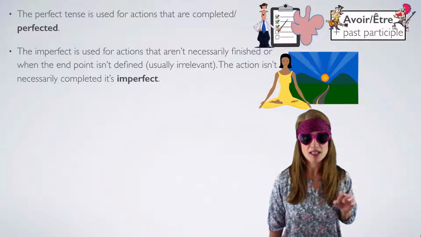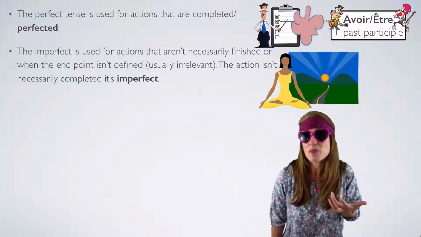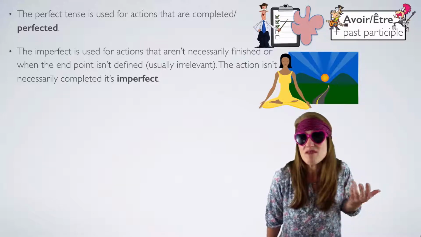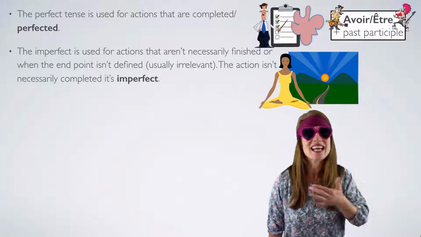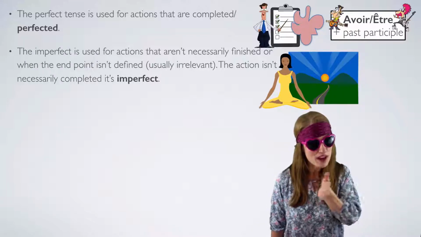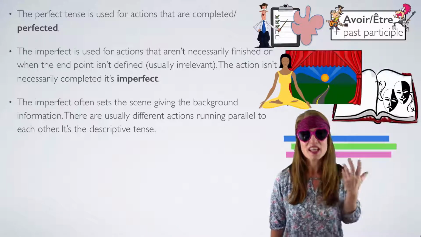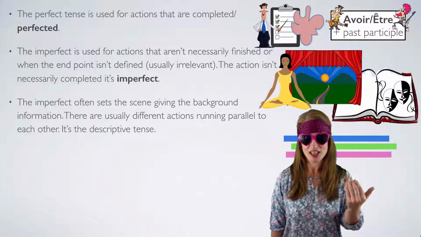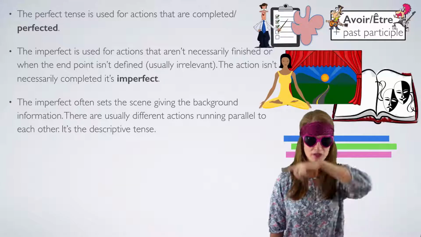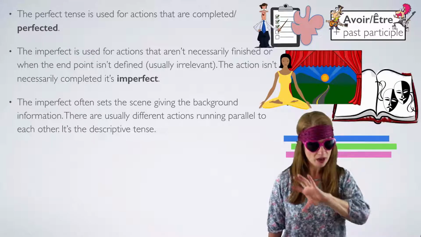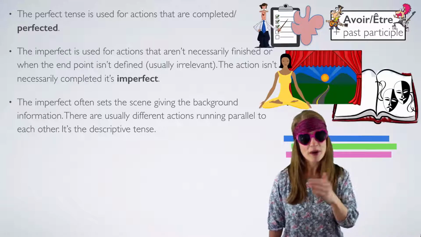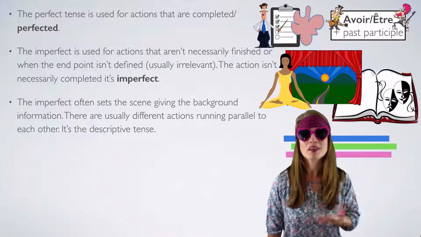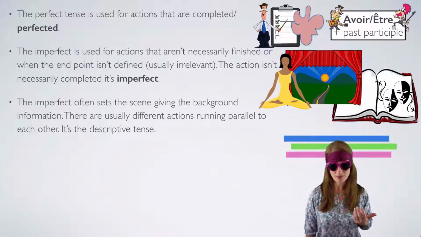The imperfect is used for actions that aren't necessarily finished, or when the endpoint isn't defined. It's usually irrelevant. The action isn't necessarily completed. It's imperfect. We have the meandering path. The imperfect often sets the scene, giving the background information. We have the theatre curtains there. We have the storybook. There are usually different actions running parallel to each other.